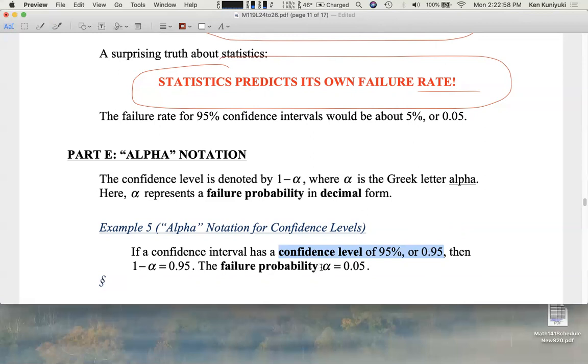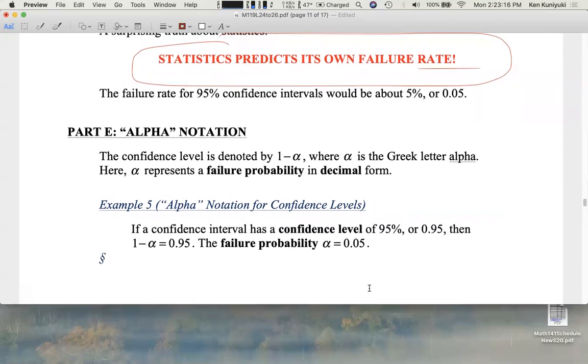This notation for alpha, we're going to see later on. It corresponds to the probability of us basically failing, as we'll see when we get to hypothesis testing in the last part of the class.